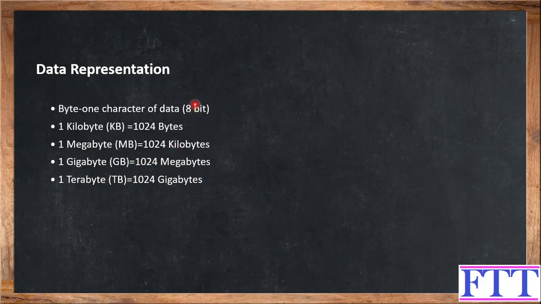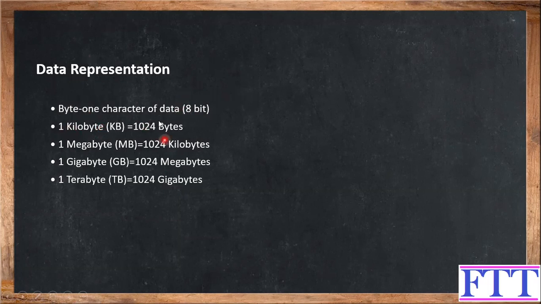So data is always stored in the form of bits. I already said that a machine, a computer, can understand only binaries. The machine can interpret data only in the form of binaries. Binary means 0 and 1. So data is represented in the form of bits. 8 sequential bits represent what we call a byte.